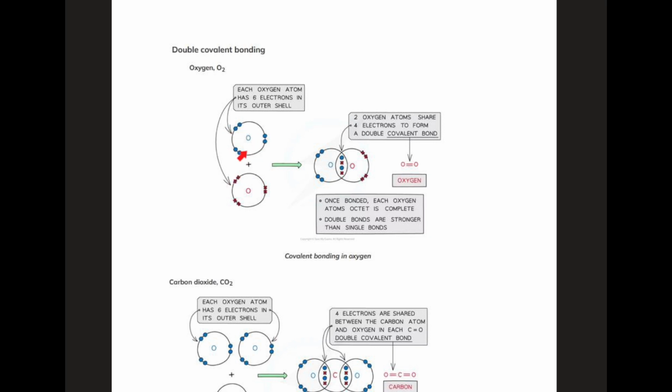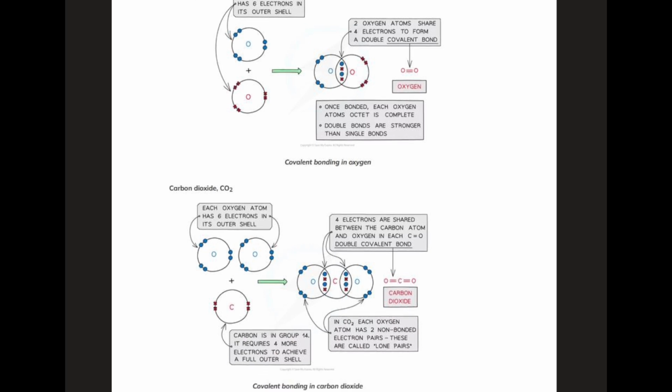So if this is lack of 2, this is lack of 2, so the only way to do it is they need to share 2 electrons between them. So this oxygen shares 2 electrons, this oxygen also shares 2 electrons. At the end, both will have the octet arrangement. So as you can see, 1 2 3 4 5 6 7 8 for this oxygen. Even for the oxygen on the right, 1 2 3 4 5 6 7 8. So both achieve octet.